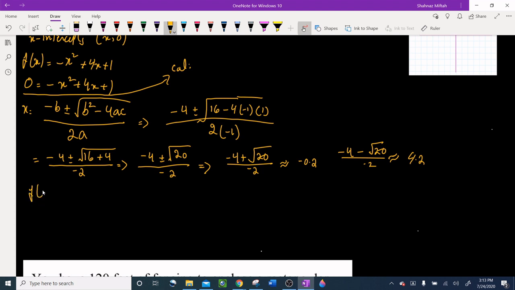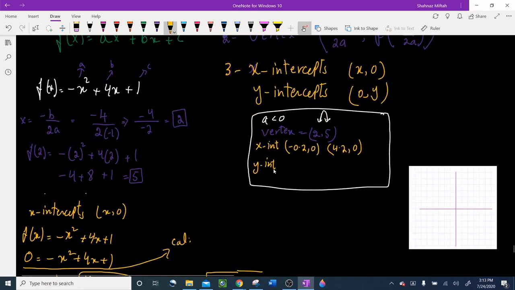Y-intercept means when x is 0. So I get negative 0 squared plus 4 times 0 plus 1, and this is going to give me 1. So my y-intercept is (0, 1). Now I'm done. All I have to do is plot the points and get the graph.